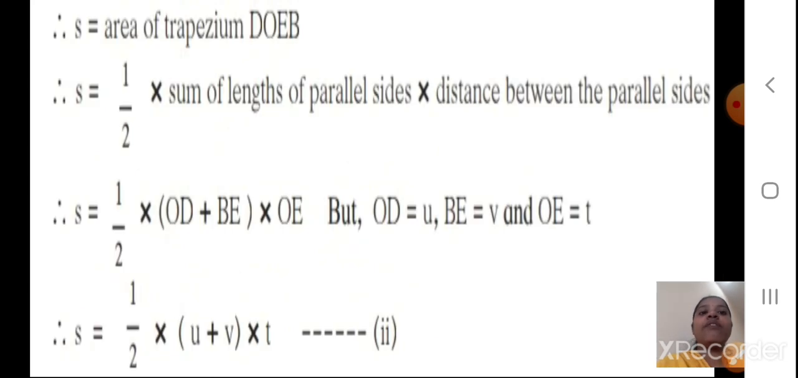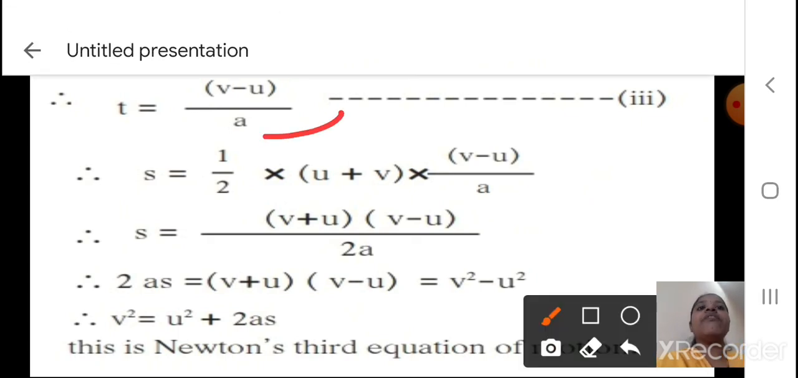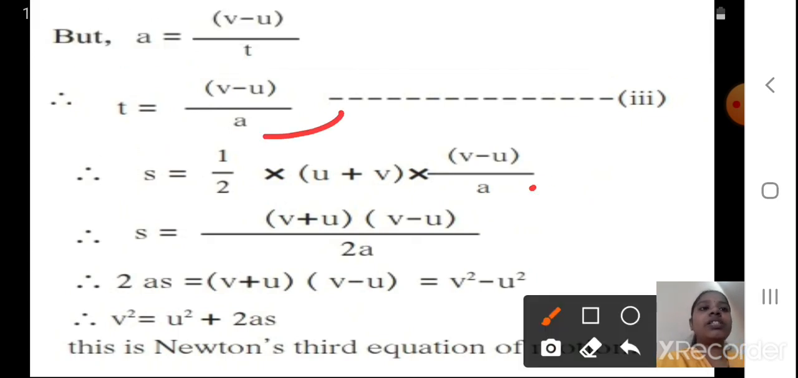See here. Here you have U plus V. Can you see here? S is equal to, what is our second equation, student? S is equal to half U plus V into T. Now we have substituted the value of T. What is that, students? T value? You can see here, see this part. V minus U upon A. Can you see I have put it here?